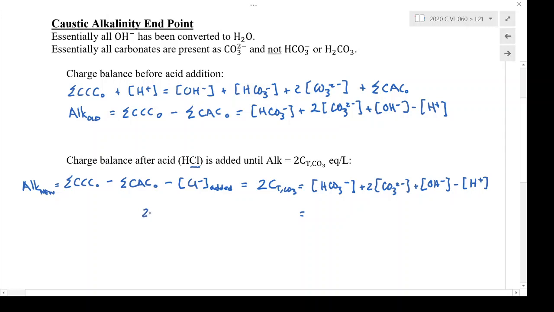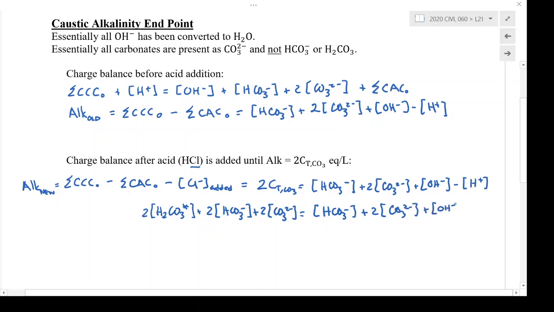The next thing I'm going to do is make a substitution with the CtCO3. I'll put in the CtCO3 equation, and it's 2 times CtCO3, so it's 2 times carbonic acid, 2 times bicarbonate, and 2 times carbonate. Nothing changes on the other side of the equation, so this all stays the same.